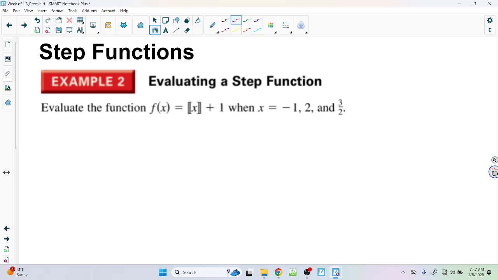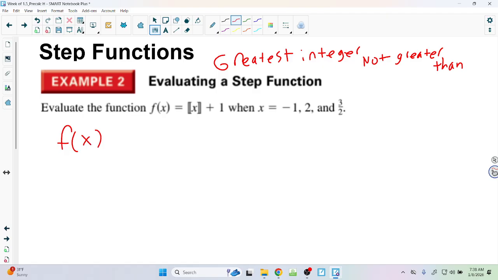It's also called, if you're interested, the greatest integer not greater than. This is a long one. So simple as this, you just round the number down whenever you put it in there. It's not like an absolute value. It kind of looks like this: f of x equals bracket, bracket x, bracket, bracket x plus 1.